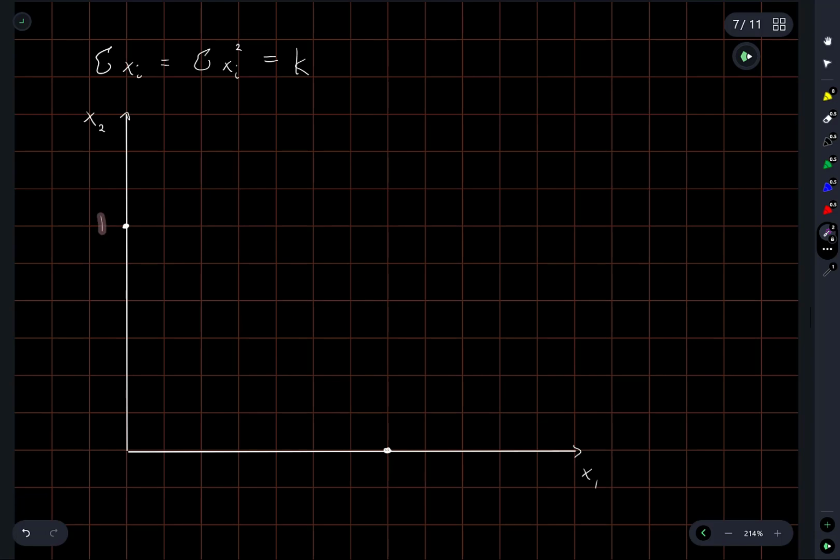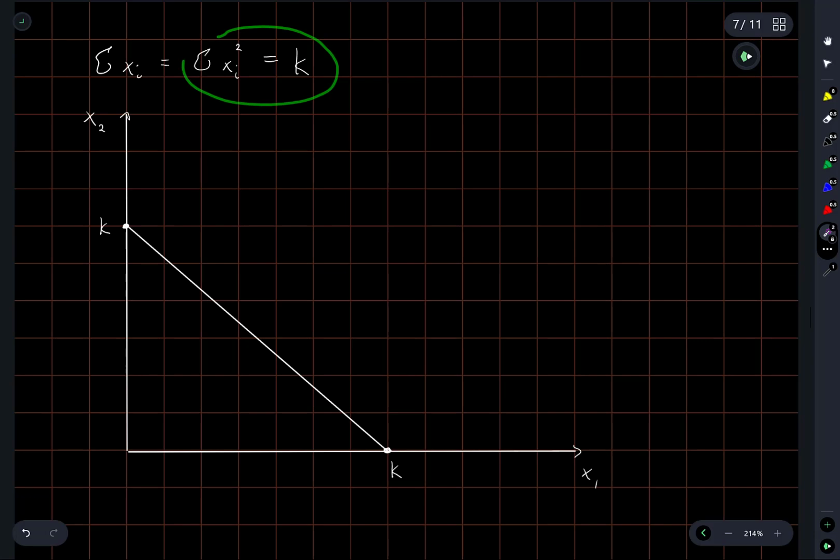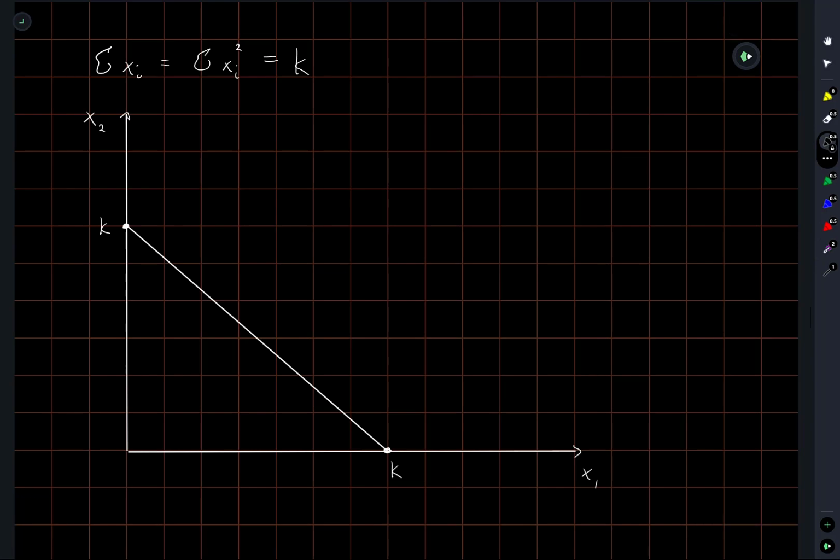what have we got? Well, let's just call this value here now k, and this will be k. And so we have a straight line connecting those. That's the set of x1 and x2 where the sum is equal to k. But now the circle that we have is not going to have a radius of k, it's going to have a radius square root k. Now if k is greater than 1, the square root of k is less than 1.